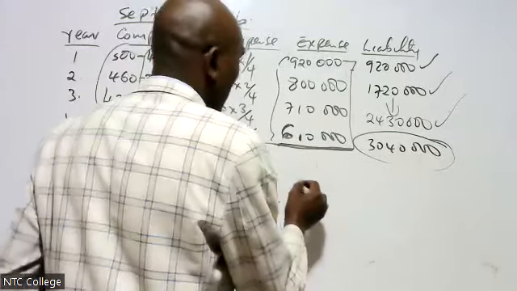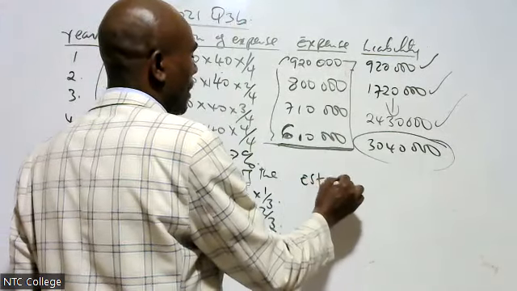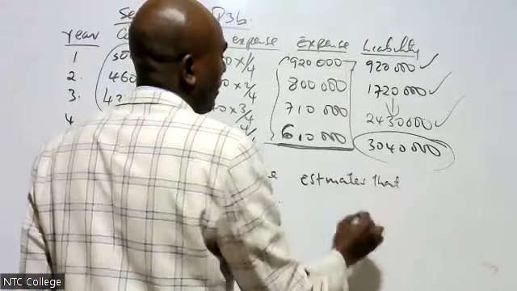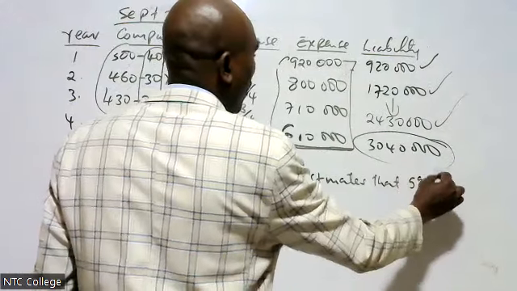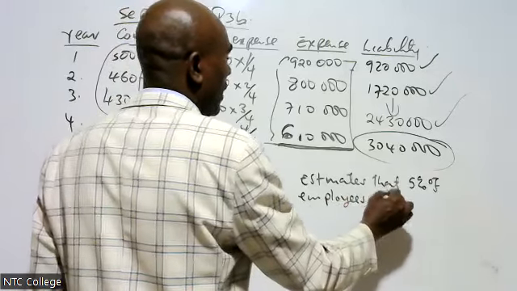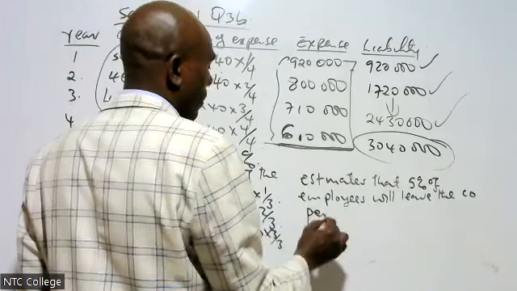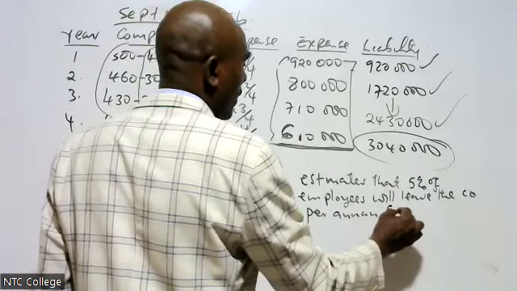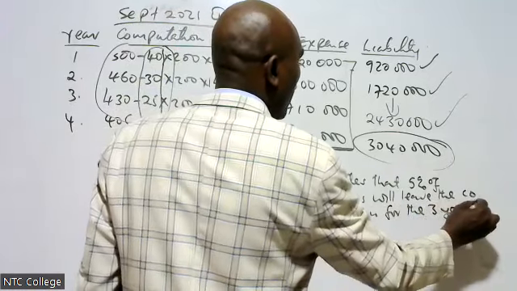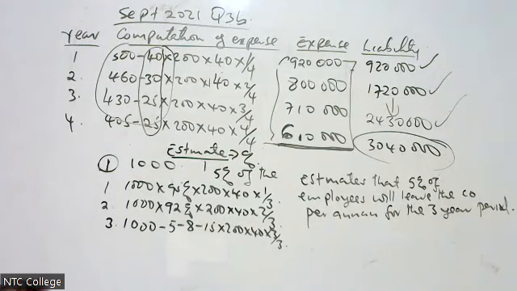For example, the last one, the examiner is very tricky. In the last one, the examiner will tell you that the company estimates that 5% of the employees will leave the company per annum for the 3-year period.